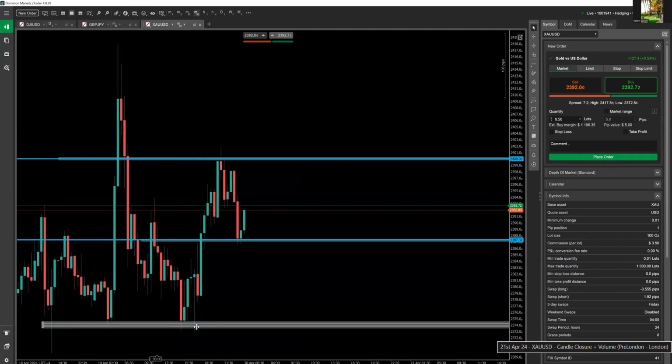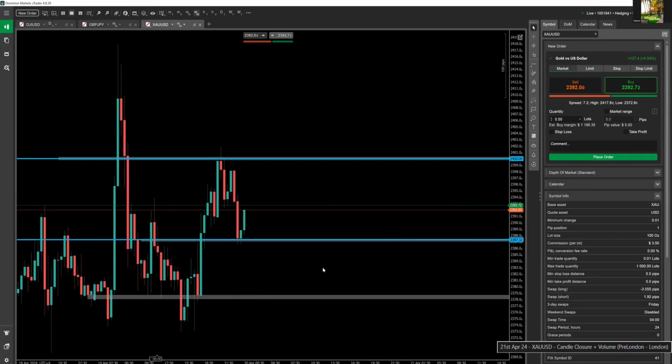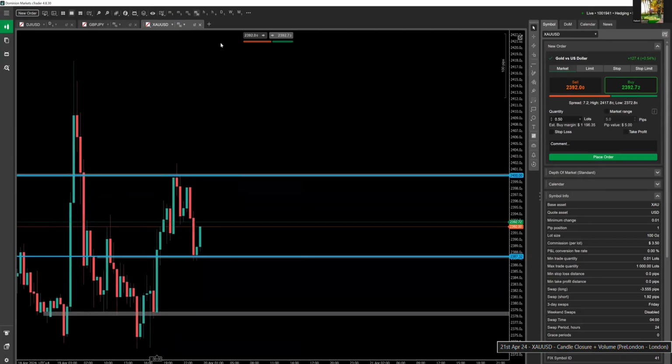Oh, so we got to move the support down here. So actually, right down over here. Right. So that's how we did a top-down analysis from the daily down to the 30-minute to be able to identify how we could look for a possible trade.